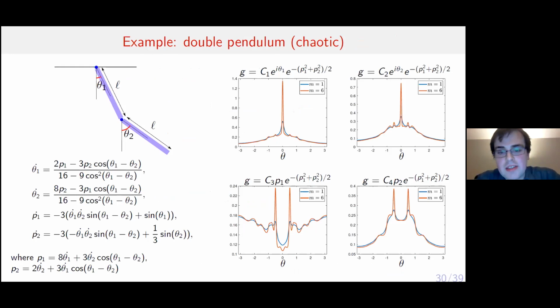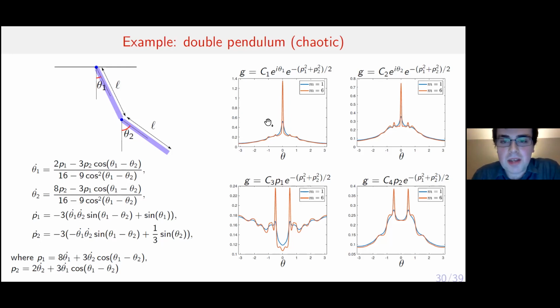Let's look at the double pendulum next. So this is a chaotic Hamiltonian system. Okay, so the picture is this. You have two pendula attached to each other with these two angles here. They're governed by this very complicated looking coupled system of 4 ODEs, where P1 and P2 are these generalized momenta here. And I'm going to look at, let me just double check, oh yeah, time step 1 second for this example.